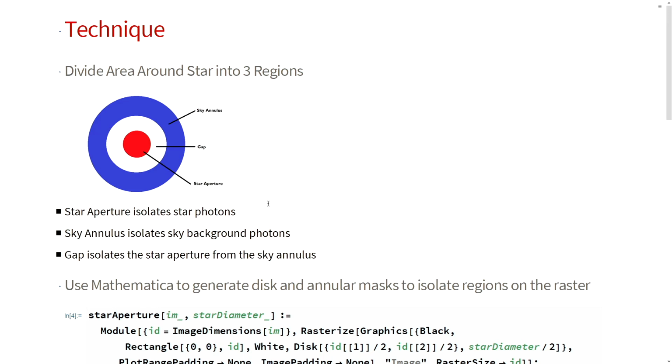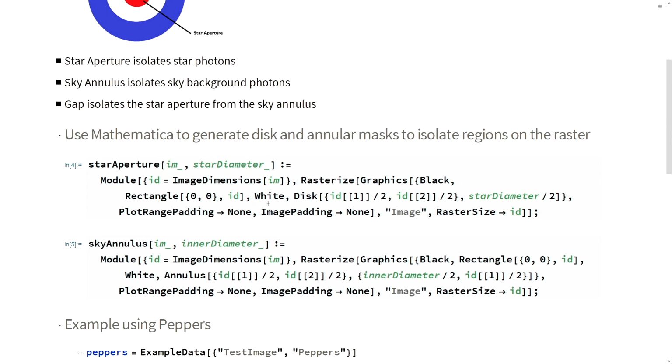This is where Mathematica's graphics capabilities are very useful, because we can easily generate masks to do that with just a few lines of code. For instance, for the star aperture, we're just going to rasterize a rectangle and put a disk in the center. For the sky annulus, we rasterize another rectangle and put an annulus with an inner diameter and outer diameter.